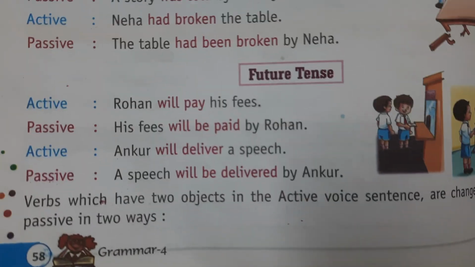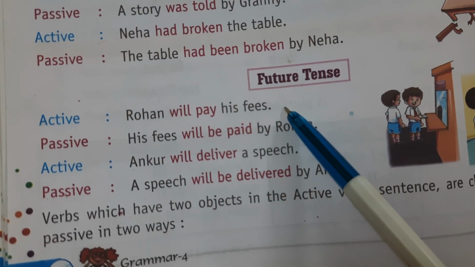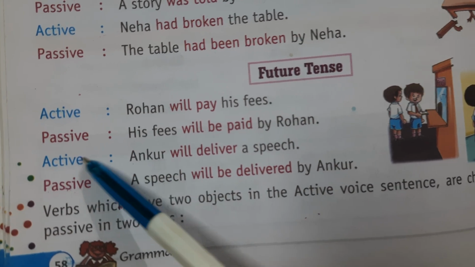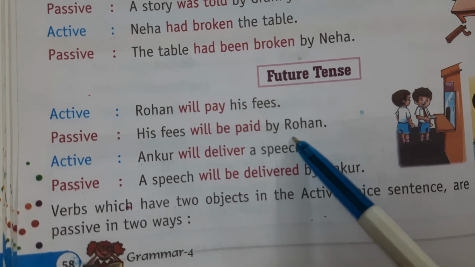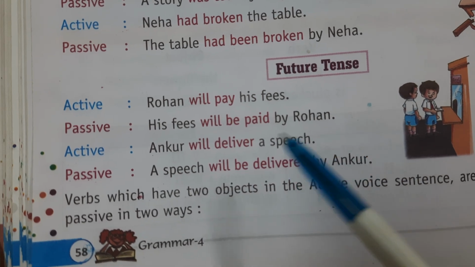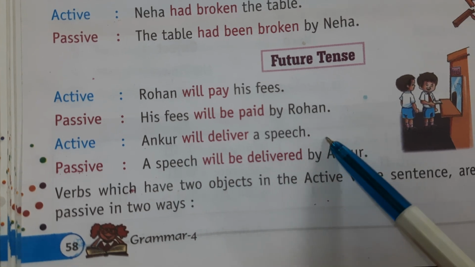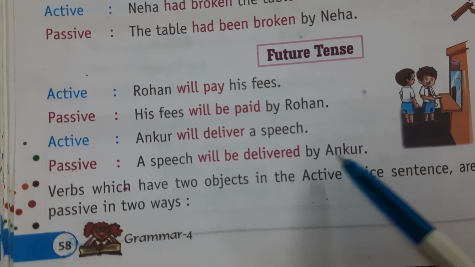Now in future tense. Active: Rohan will pay his fees. Passive: his fees will be paid by Rohan. Active: Ankur will deliver a speech. Passive: a speech will be delivered by Ankur.